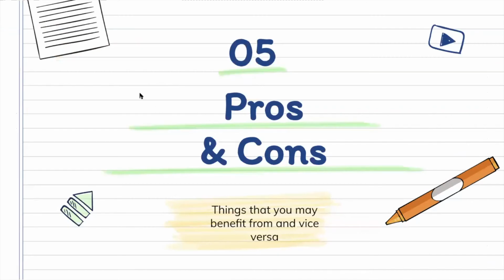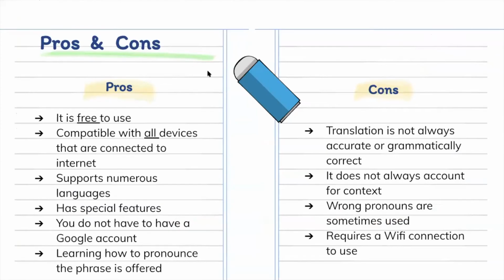5. Pros and cons. Things that you may benefit from and vice versa. Pros. It is free to use. It is compatible with all devices that are connected to the internet. It supports many languages, has special features. You do not need to have a Google account, and learning how to pronounce the phrase is offered.